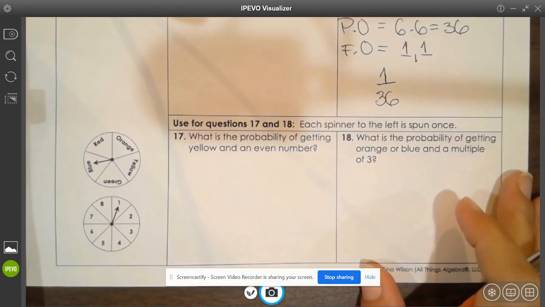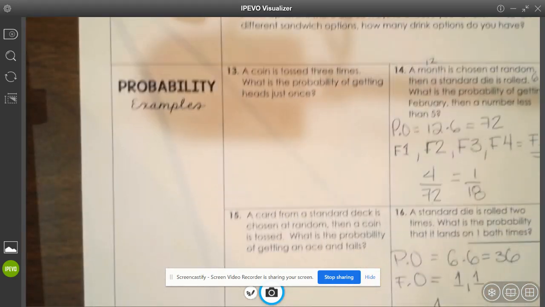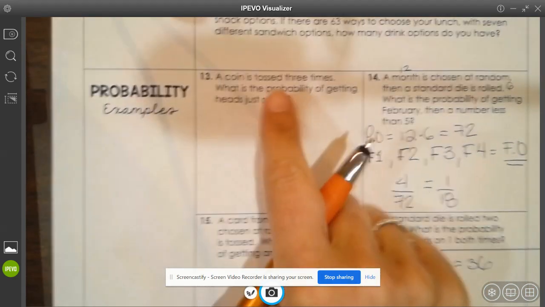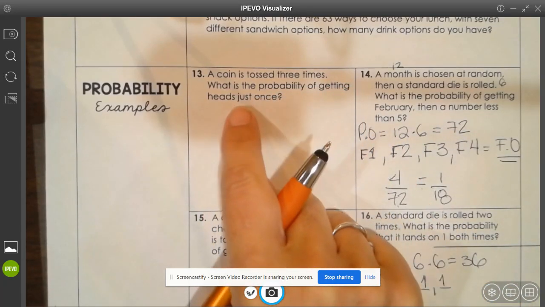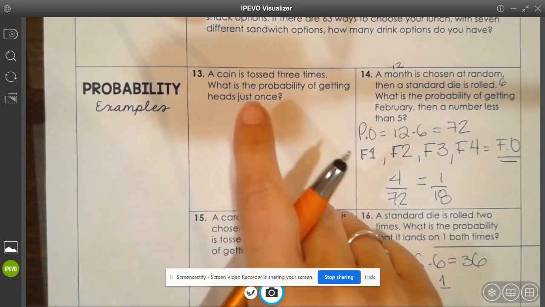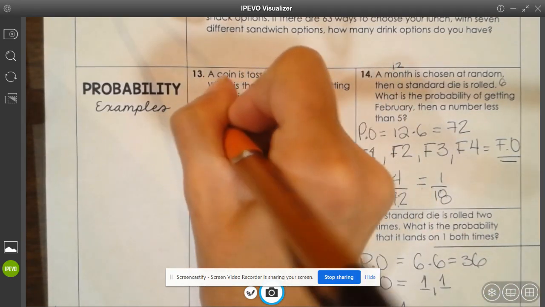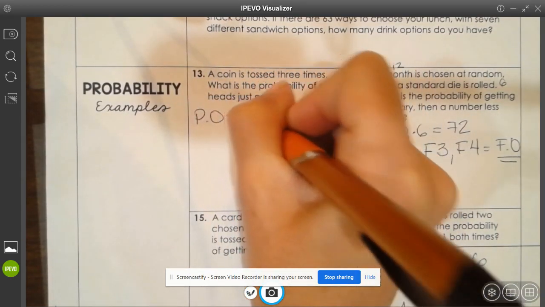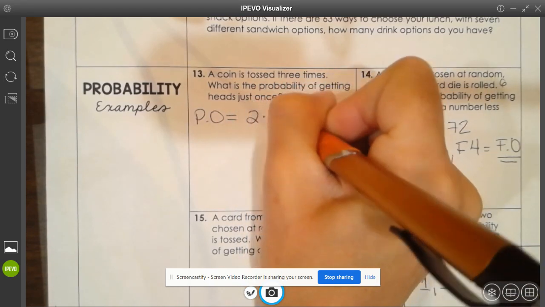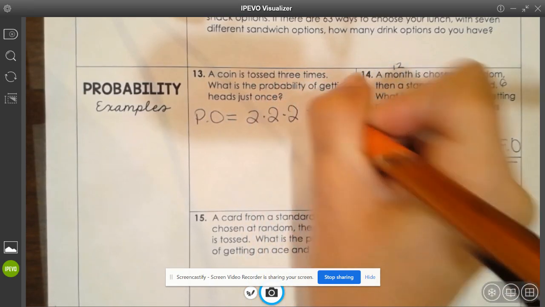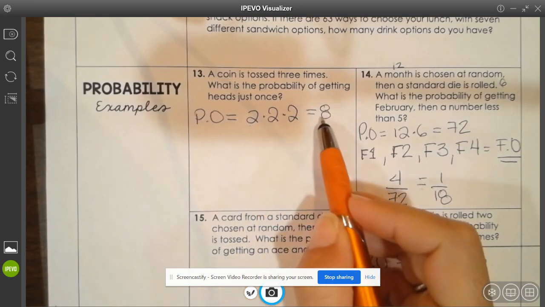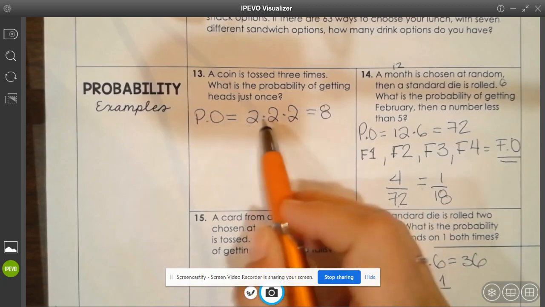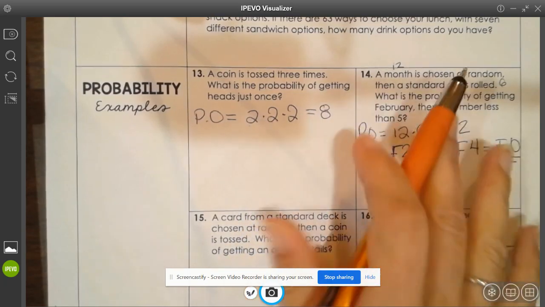All right. Let's look at this one. A coin is tossed 3 times. What is the probability of getting heads just once? It's tossed 3 times. So the possible outcome is 2 sides, right? 2 times 2 times 2, which is 8. So that's 2 sides of the coin times 2 sides of the coin times 2 sides of the coin. That's the total possible outcomes.